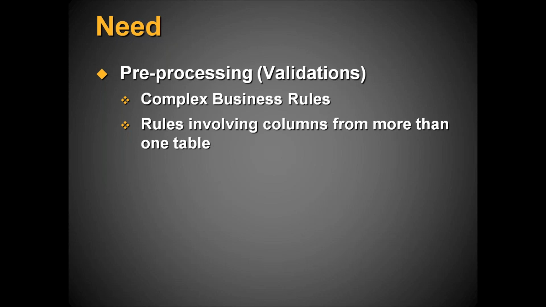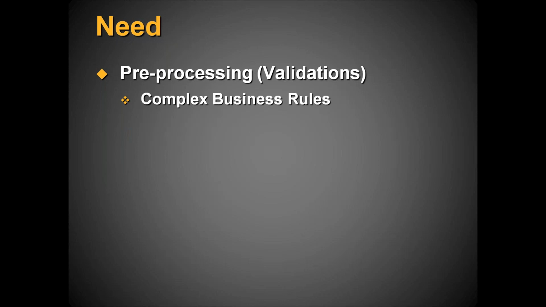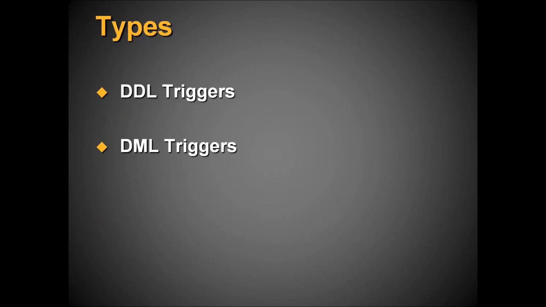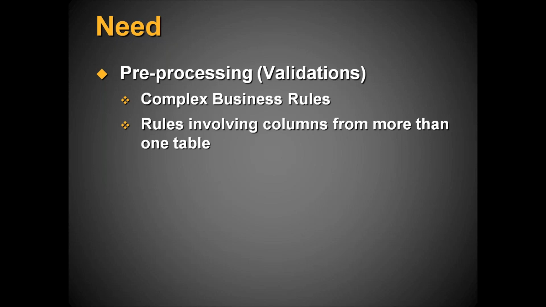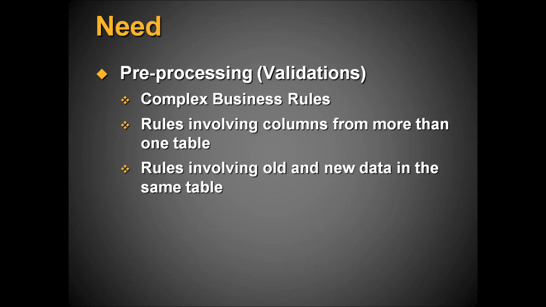So now let us understand pre-processing validations. Before creating a trigger, what kind of things do we need to do? What is the trigger going to be doing? It is going to be doing some validation: complex business rules, rules involving columns from more than one table, rules involving old and new data in the same table. So these are the validations it is going to do.